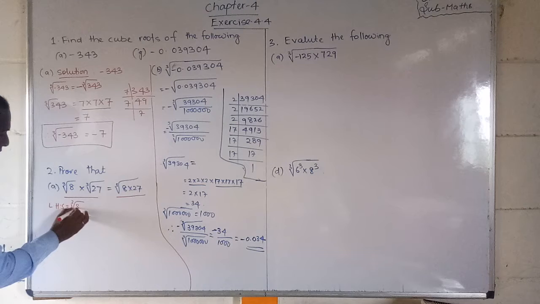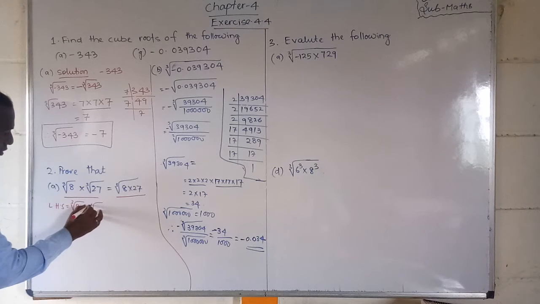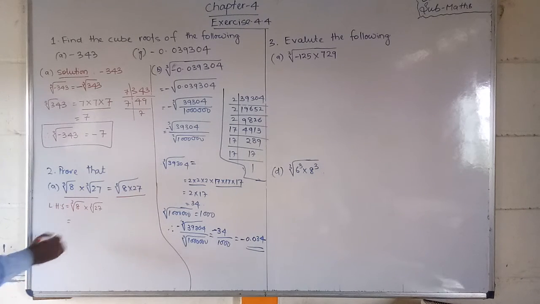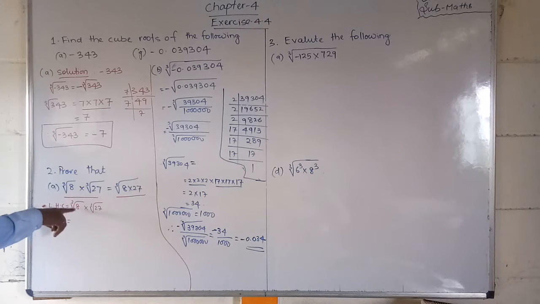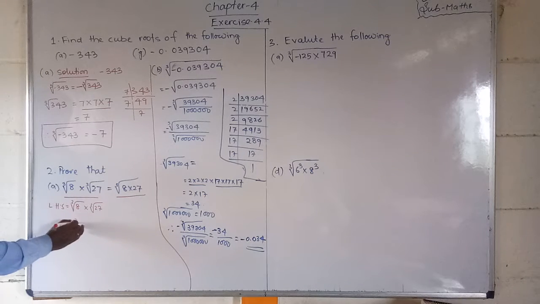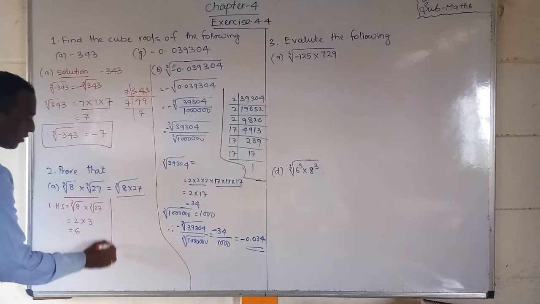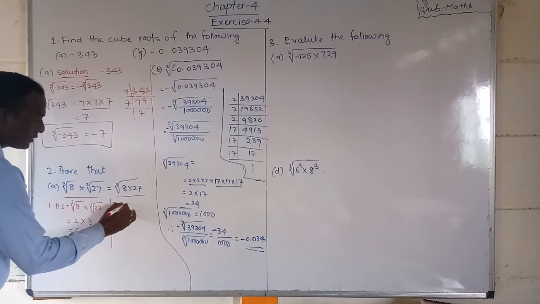LHS: root cube of 8 into root cube of 27. Students, cube root of 8 is 2, and cube root of 27 is 3, we already know. How much does it give, students? 6. Now the LHS value we got is 6. Now we have to find the RHS value.